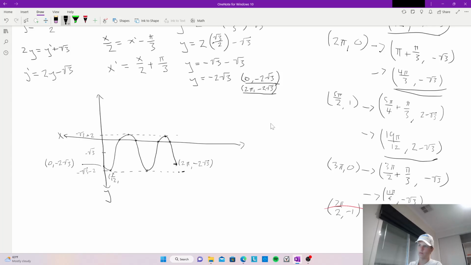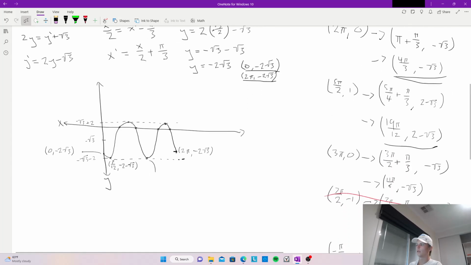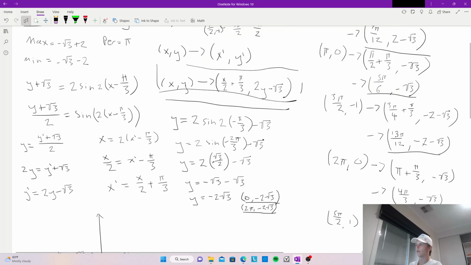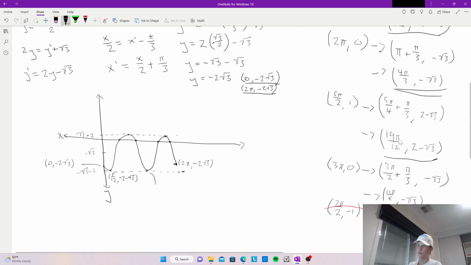Pi over 12, negative 2, negative square root 3. And we'll just find our next minimum point while we're at it, which happened at negative 1, which was 13 pi over 12. So we're going to go 13 pi over 12, negative 2, negative square root 3.